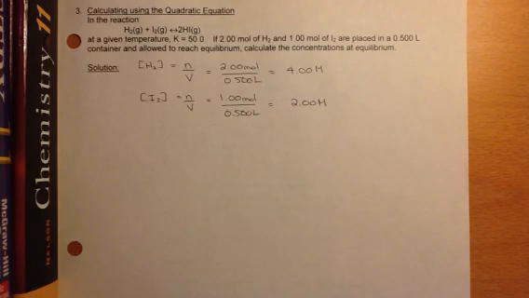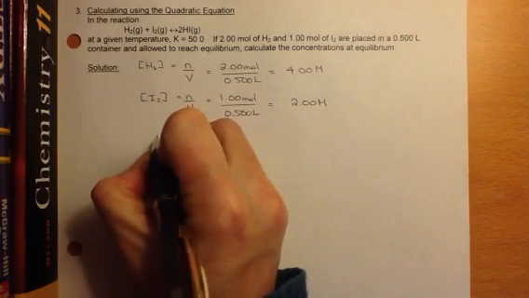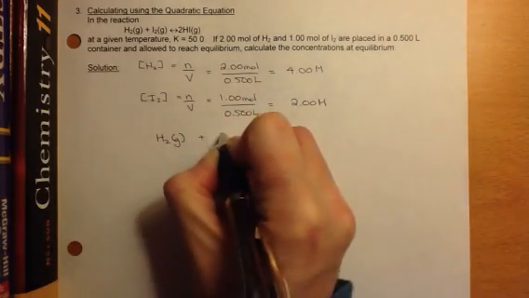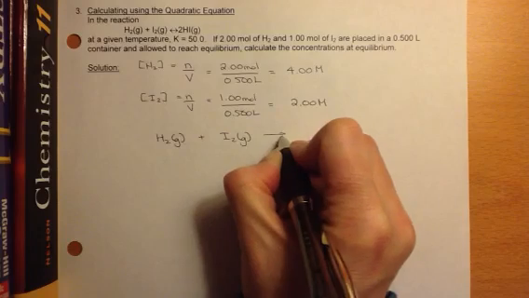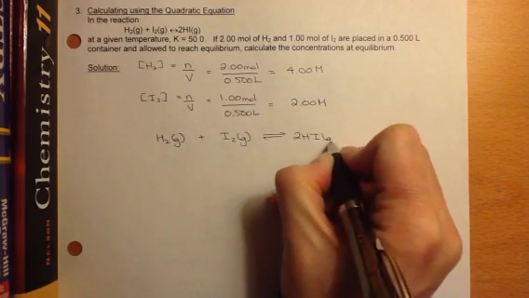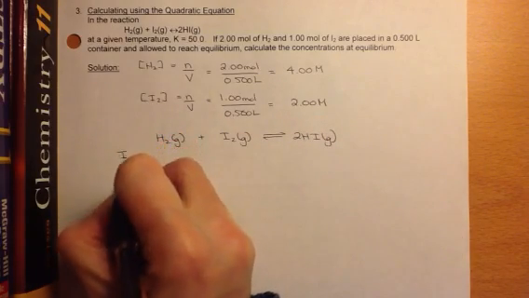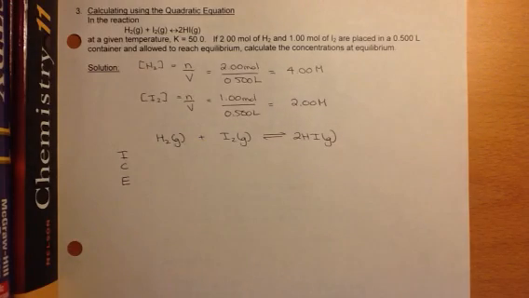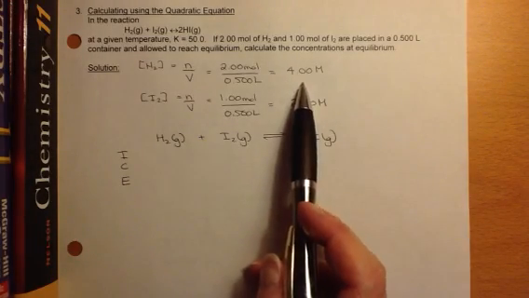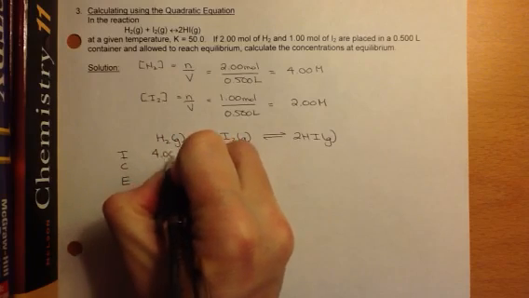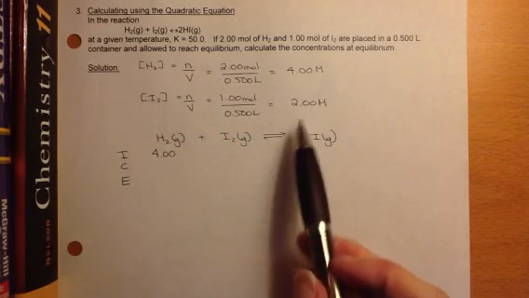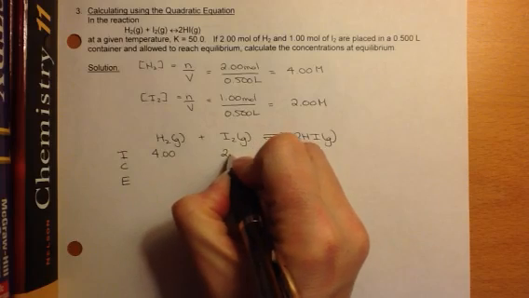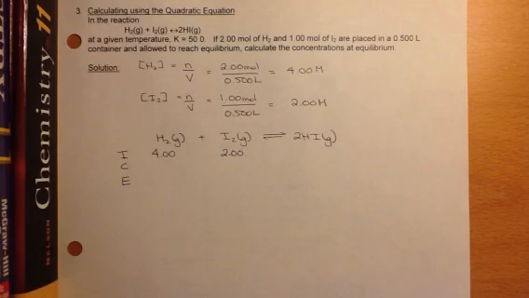Now that we have both of our reactants in moles per liter, we can use our ice chart. So initially then, we have 4 moles per liter of the hydrogen. We have 2 moles per liter of the iodine. We will assume that we have no product initially. The reaction has not yet started.